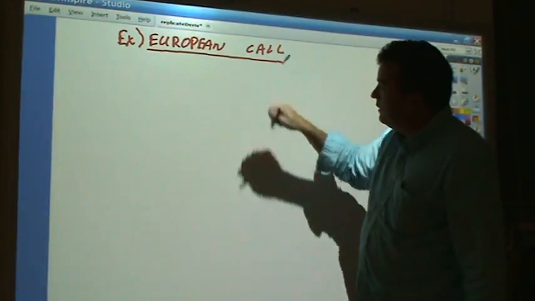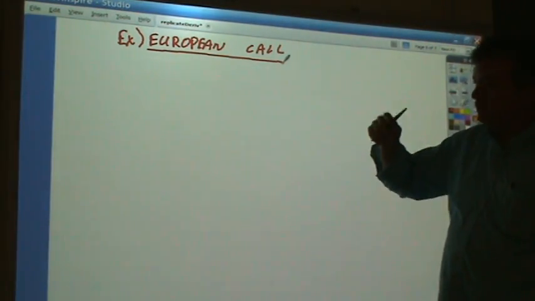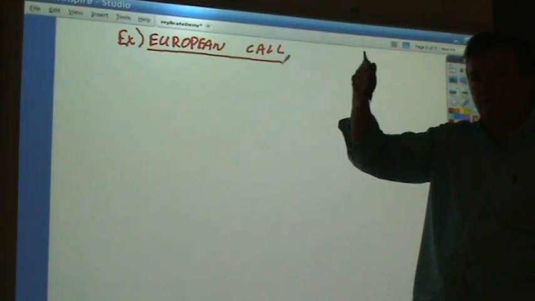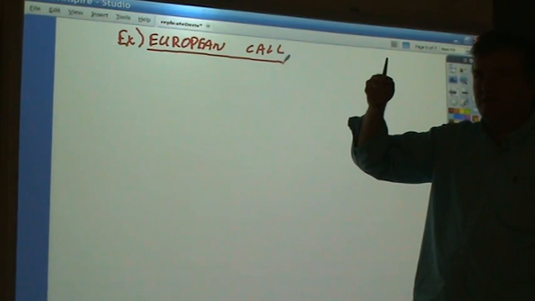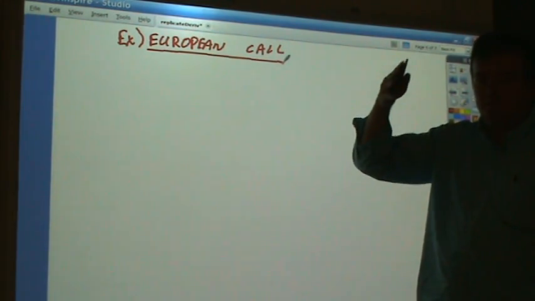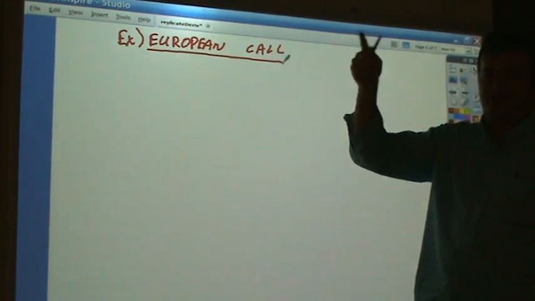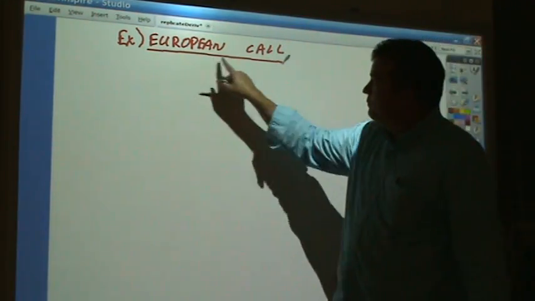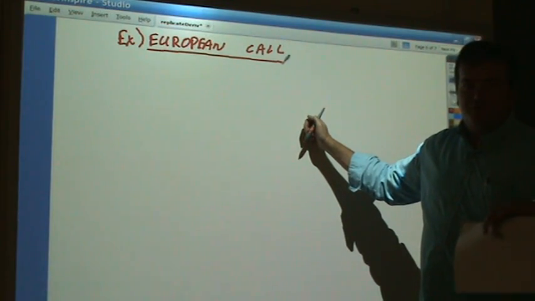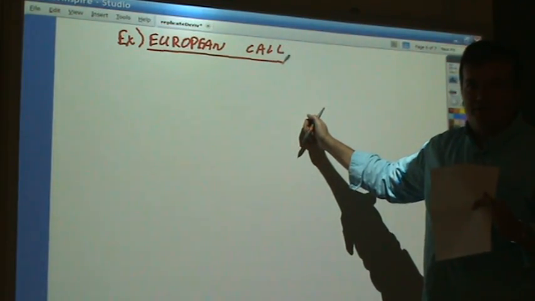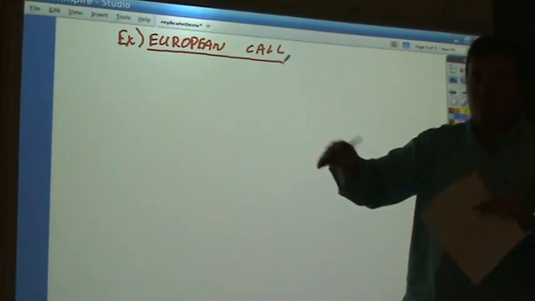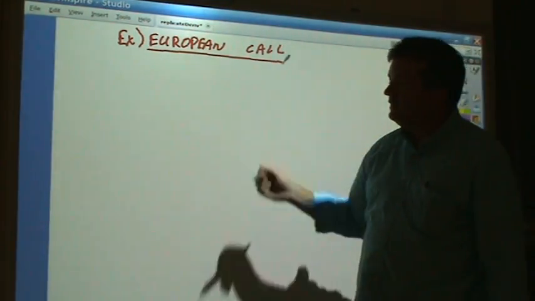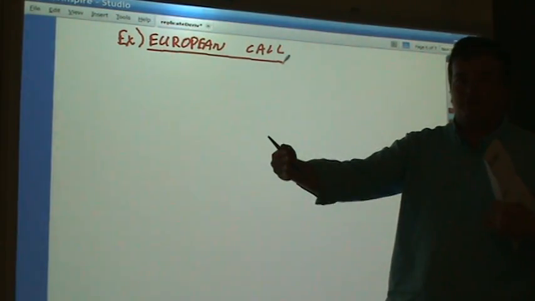A European call is a stock option where two people agree, one will pay a fee to the other person, and then at some point in the future, if it makes sense, the buyer of the option has the option to exercise it. In the European call, the only time you can choose to do it is on the expiration date. So if you agree 3 months from now to do it, the only time you can do it is 3 months from now. An American call can be done anytime between today and 3 months from now.